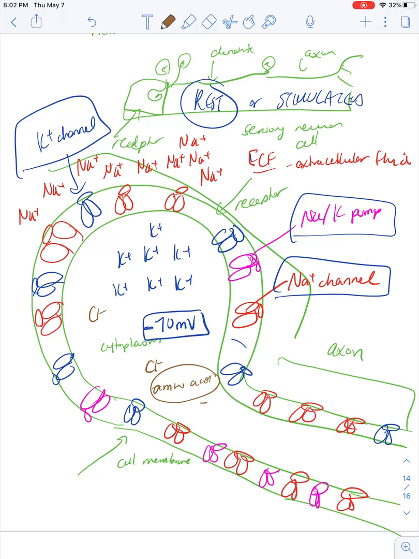And outside, it is actually more positive relative to the inside. When I say that, I could say, okay, the extracellular fluid is negative 60 millivolts. Is negative 60 millivolts still more positive than negative 70 millivolts? Yeah, it is. Negative 60 is more positive than negative 70. But negative 80 is more negative than negative 70. Okay?